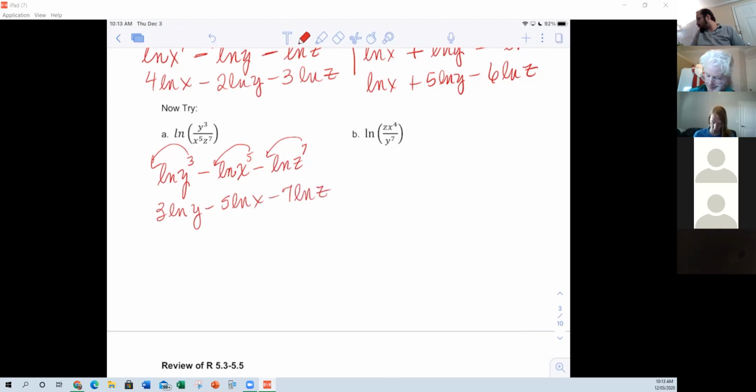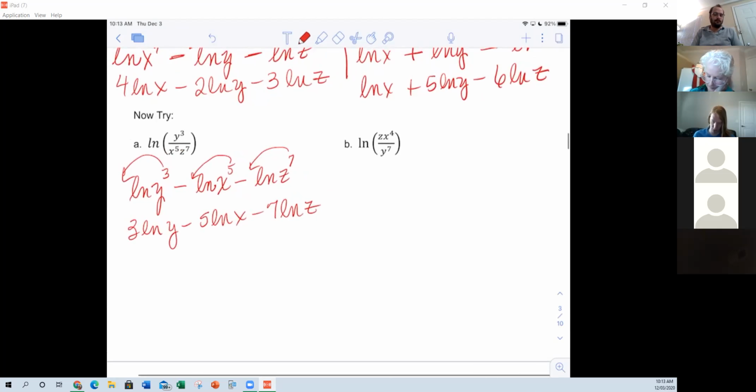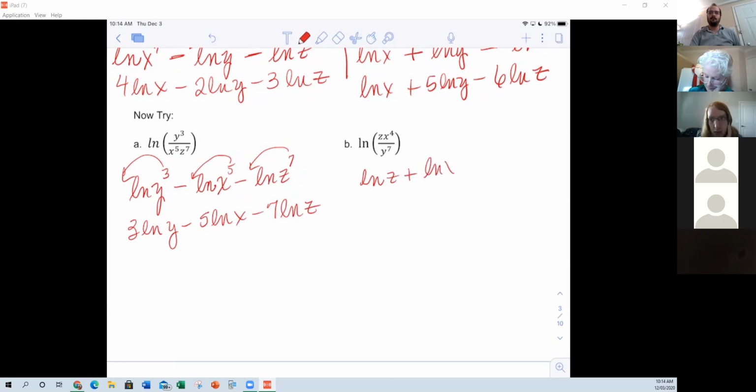And what about this one? So this time we have two letters that are positive, so we'll do ln z to the power, well there's no power for the z, so you'll leave it at that. Then you'll do plus ln x to the power of 4, then minus ln y to the power of 7, and then do the same process of moving the exponents to the front.